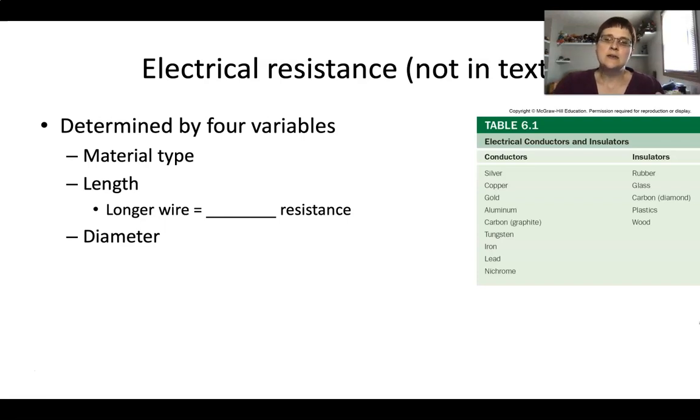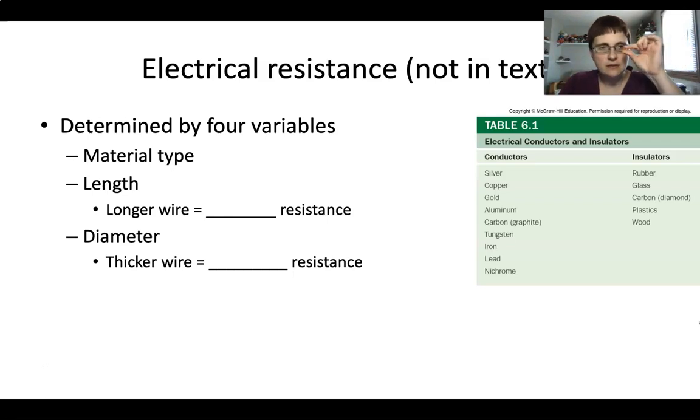The next thing that's going to affect the electrical resistance is the diameter. How big around is the wire? If the wire is thick, there's going to be less resistance. I know that sounds weird, but think of it this way. If the wire is super, super thin, super tiny, there's not as much space to jam those electrons in. But if it's big, then a lot of electrons can flow through there, and it allows a lot of current to be able to go. So the bigger the wire, the less resistance you get. The smaller the wire, the more resistance you get.